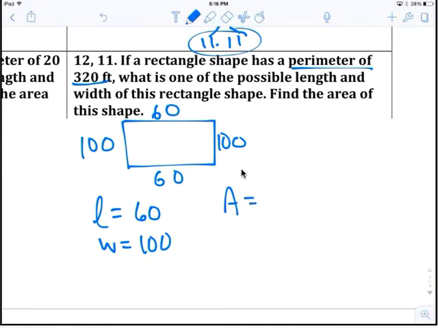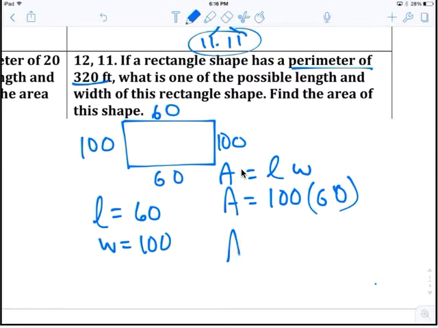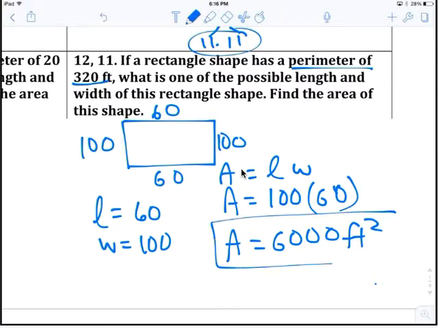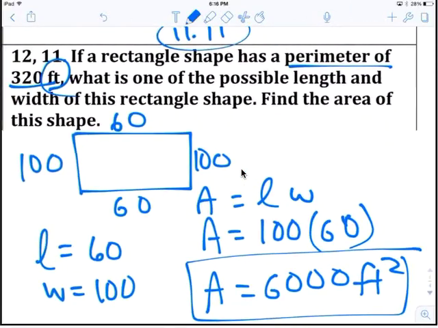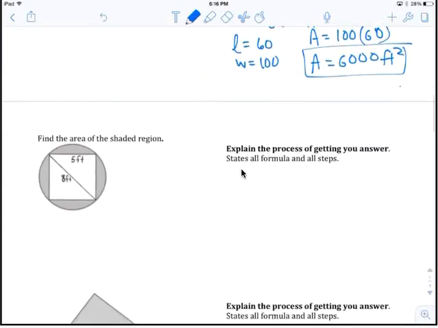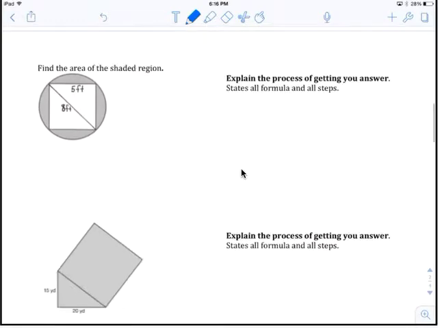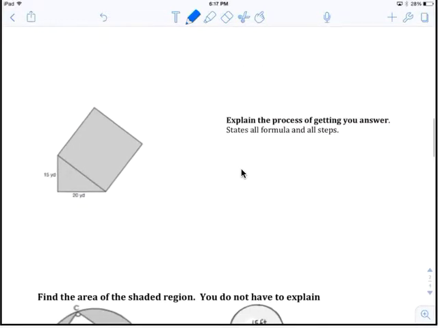Area of that is 100. Remember, area of a rectangle is length times width. 100 times 60. So you get area equals 6,000, right? Feet squared. Unit measurement is feet. That's how you do that. And there you can do many others. You can do 30. There's endless numbers here. And then I think we went over this in class.